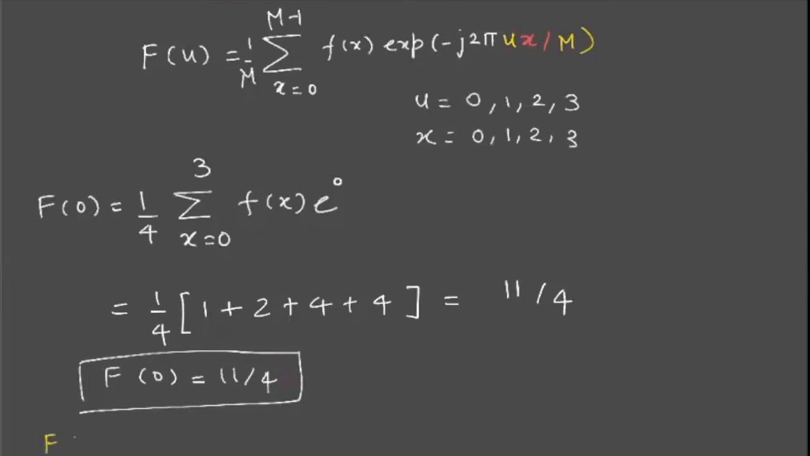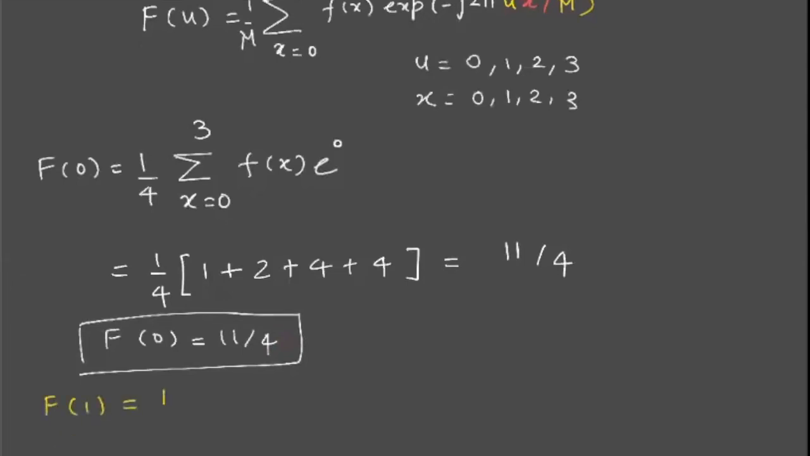What will be F(1)? F(1) would be 1/4 times the summation of x from 0 to 3 of f(x). And now my exponent will not be simply 1. Now we have to write the exponent of minus j 2 pi. And now our u is 1, so I can straight away write 1 multiplied by x by 4. Okay, so this now we need to expand.